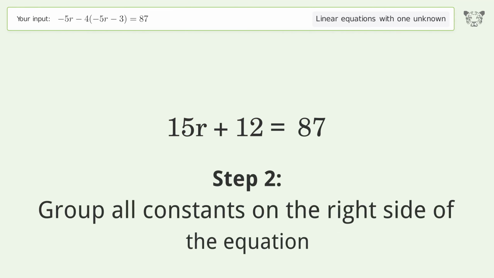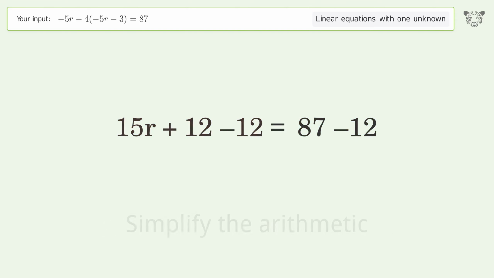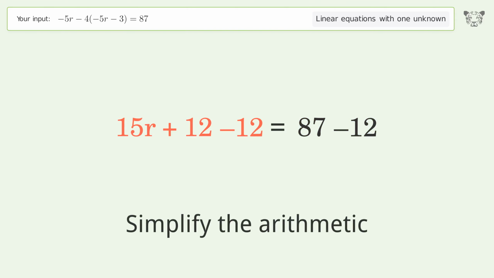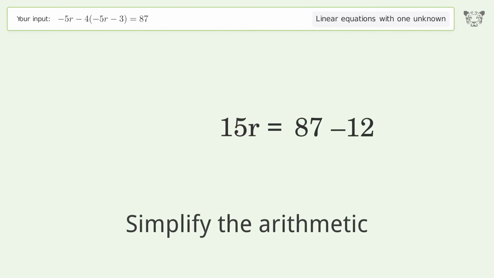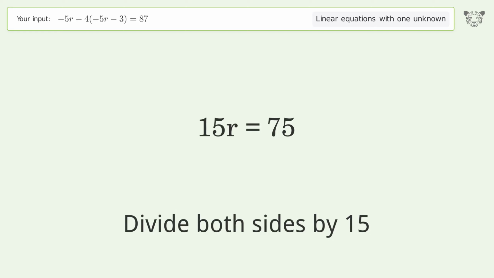Group all constants on the right side of the equation. Subtract 12 from both sides. Simplify the arithmetic. Isolate the r. Divide both sides by 15.